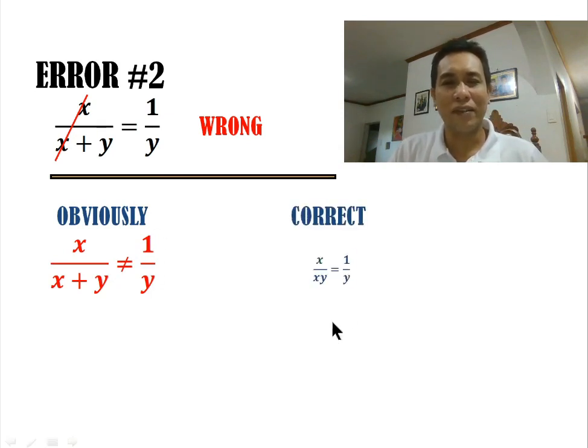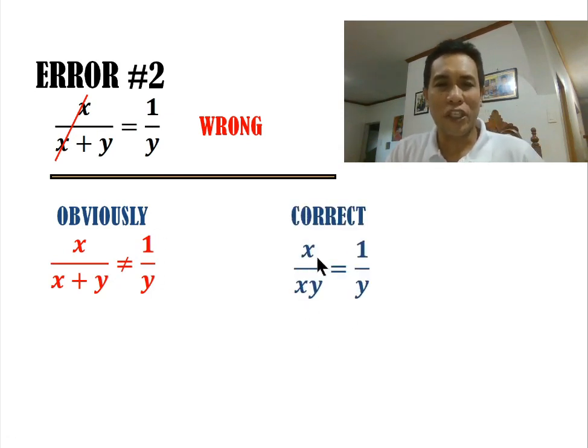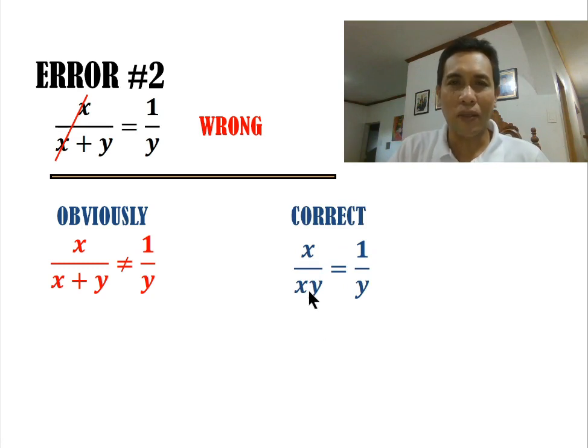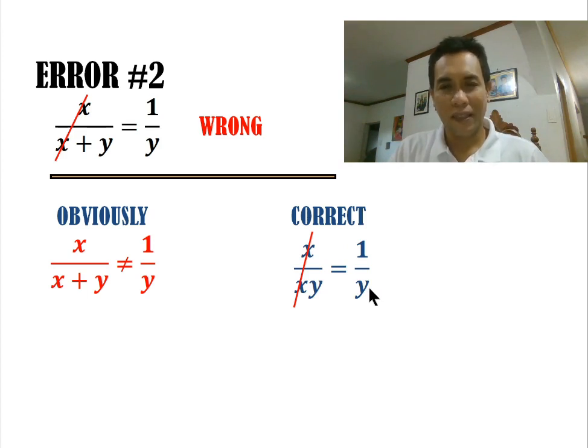This is correct. If we have this expression, x over xy, so your denominator is composed of one term, you can directly apply the cancellation. So x over x cancelled, so the numerator is 1 and the remaining in the denominator is y. So your answer would be 1 over y.